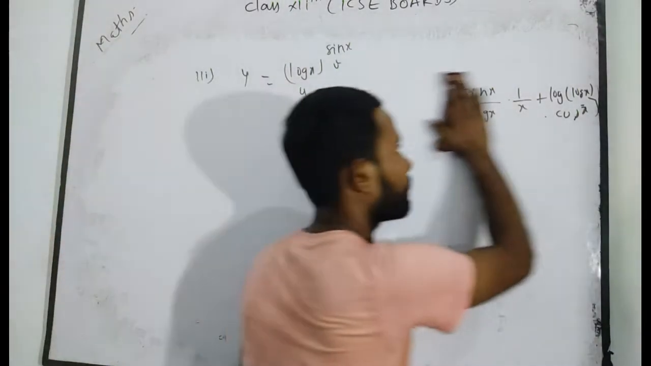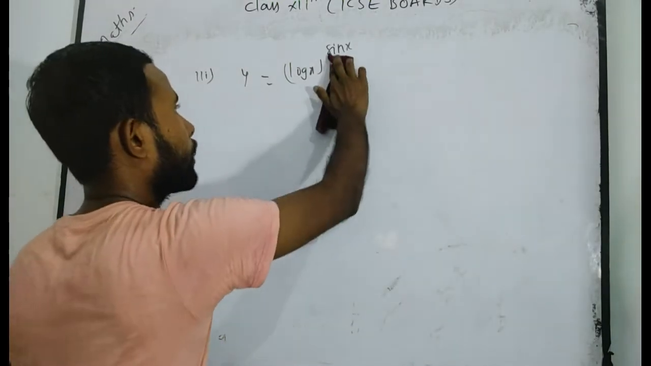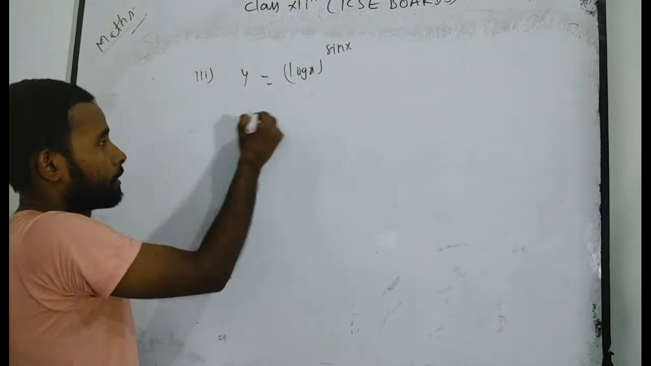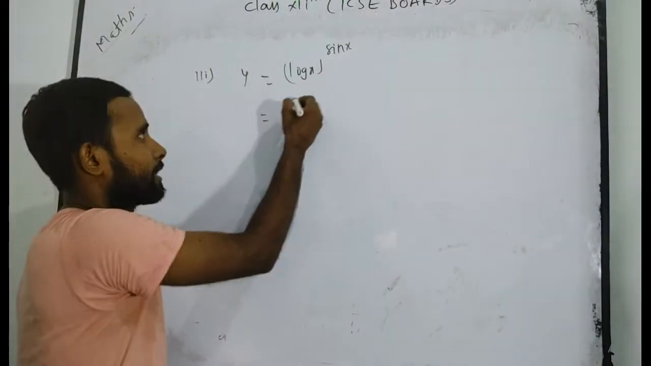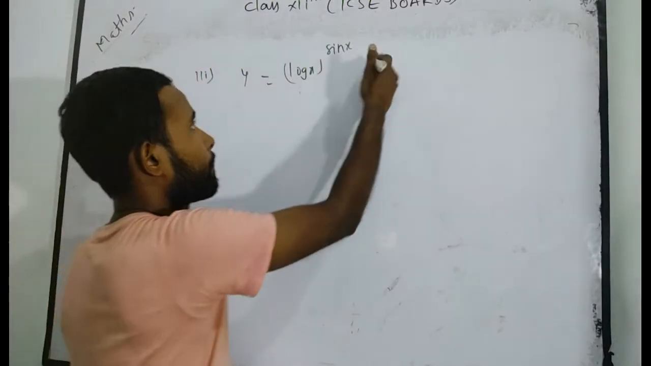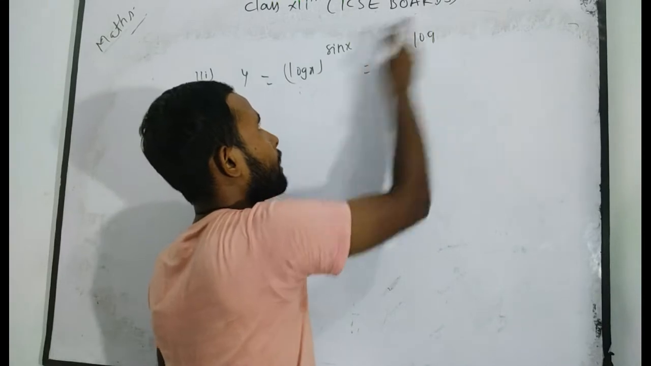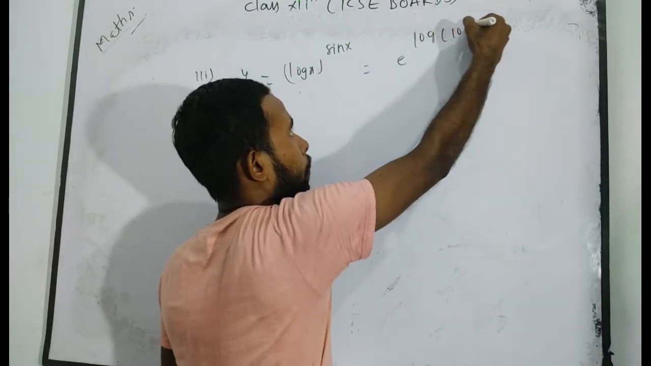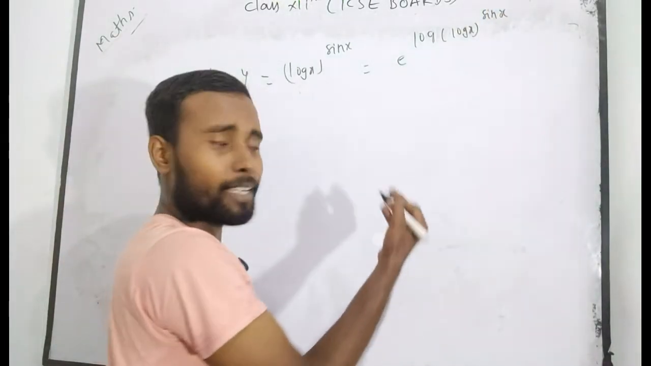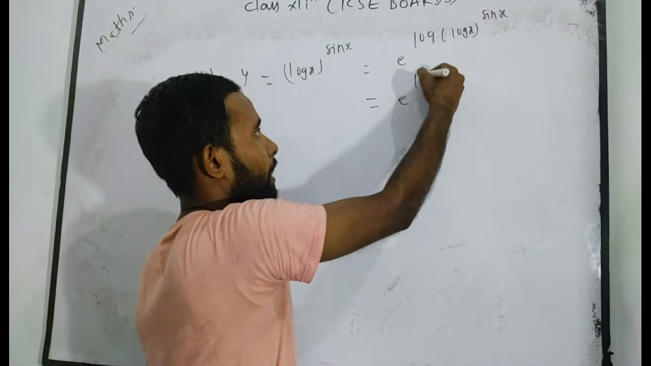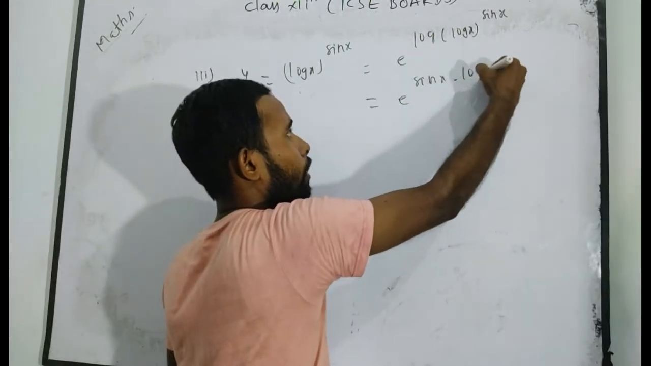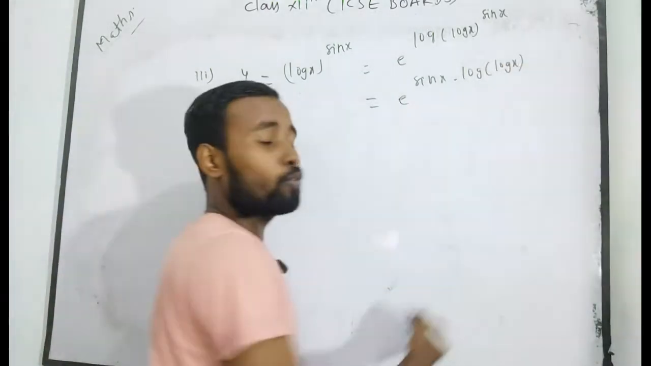See here, how can you proceed as usual process? Can you write it as e to the power log? I want to write directly, with some steps jumped. Can you write e to the power log x to the power sin x? Now if you understand, in the next step I want to write e to the power sin x into log x. Can you write?